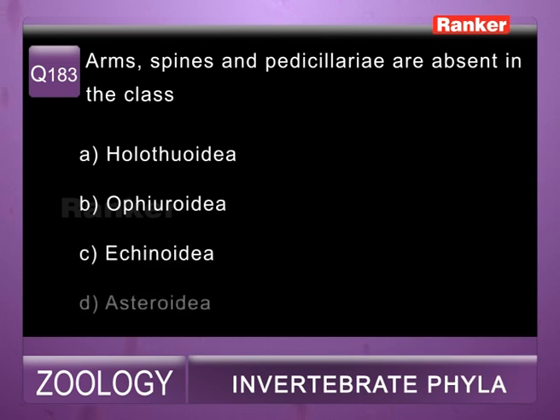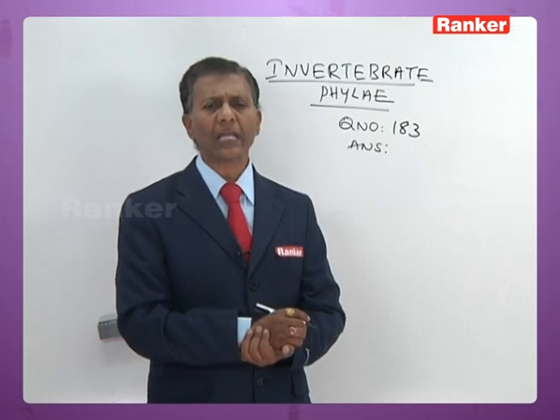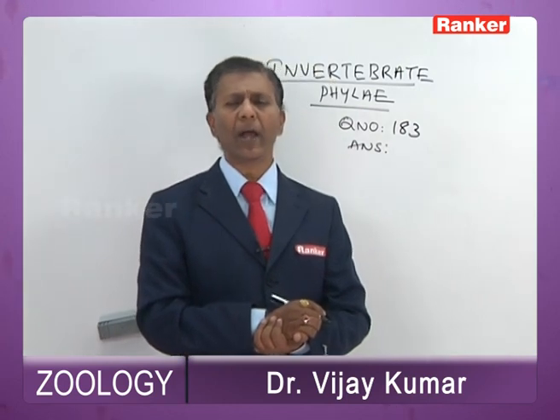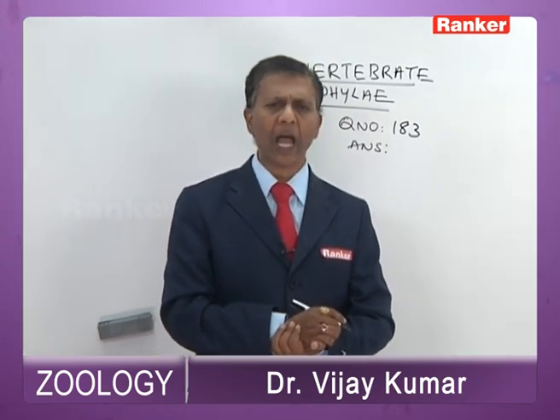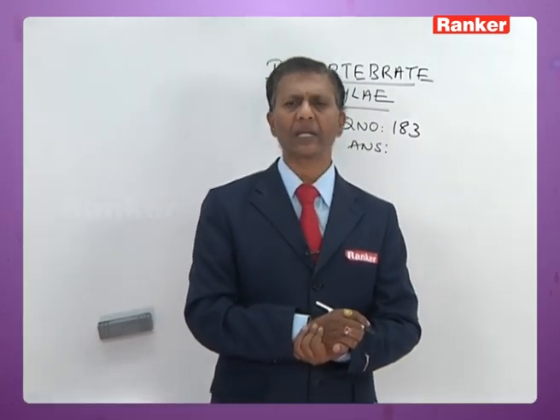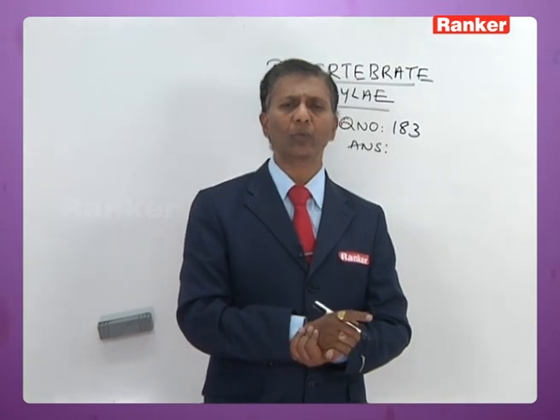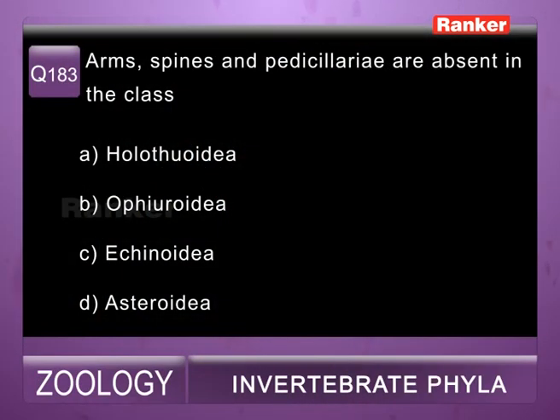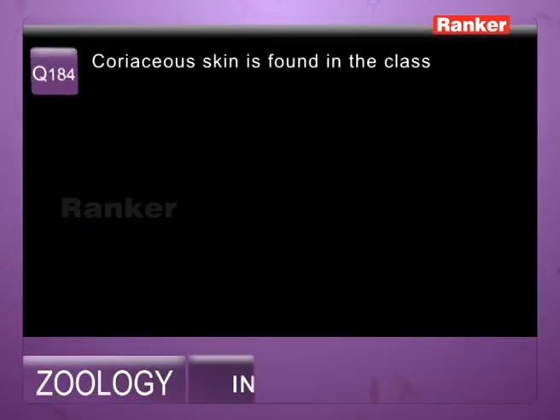Now 183 question here now. Arms, spines, pedicellariae are absent in the class A. Holothuriidea, B. Ophiuroidea, C. Echinoidea, D. Asteroidea. In Asteroidea, arms are present, spines are there, pedicellariae, all of them are present. In Echinoidea, arms are absent, but pedicellariae and spines are present. In Ophiuroidea, spines are present, arms are present, pedicellariae are absent. But in Holothuriidea, arms, spines and pedicellariae are absent. So 183 question, correct answer is A. Holothuriidea.